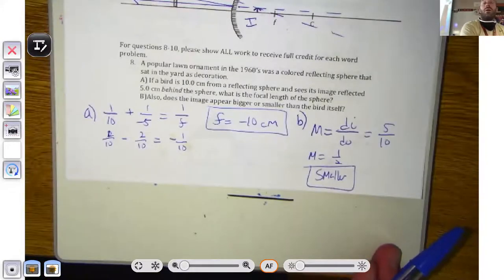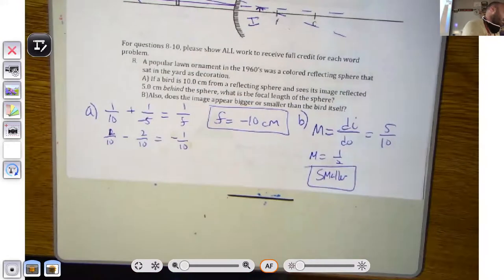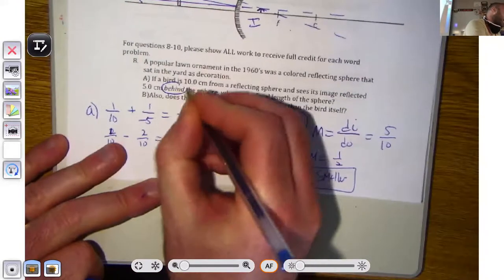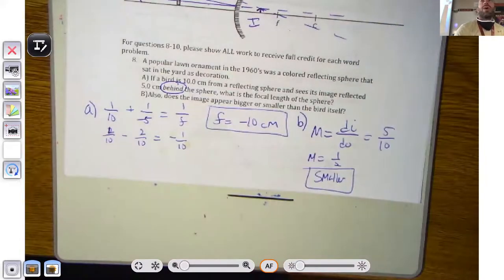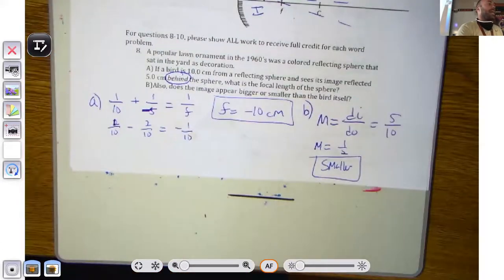Next, probably the biggest mistake that we saw was on question number 8. I italicized it, guys. Shouldn't that have been a hint? Why do you think I put it in italics when I said that the image was 5 centimeters behind the mirror? What does that mean? Where is it located? In the real world or in the virtual world? It's in the virtual world, which is why that 5 needed to be negative.